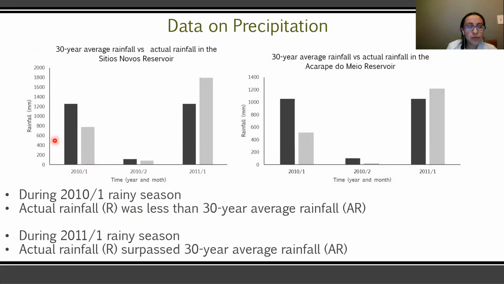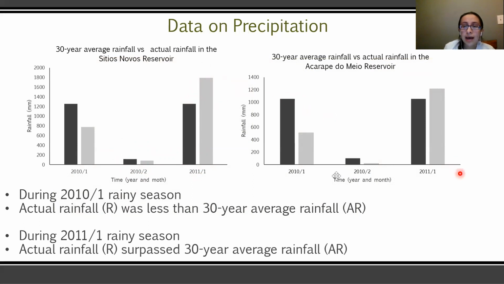So in the first rainy season in 2013, the 30-year average, which is represented by this dark bar, was actually greater than the actual rainfall during that season. However, in the dry season, the same thing happened. There was less rainfall, but again, the 30-year average rainfall was greater than the actual rainfall. And then right here in the second rainy season, there was a difference. The actual rainfall was greater than the 30-year rainfall. So that means there was a flood in the reservoir.